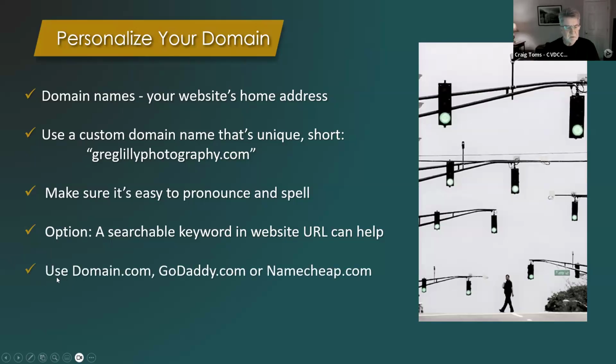And when you settle on a website URL, you can go to domain.com, godaddy.com, or Namecheap. I think I spend something like $12 a year through Namecheap to get craigthomasphotography.com. So I basically own that, and it's not as if anyone else is going to get it. I've got it. It's mine.